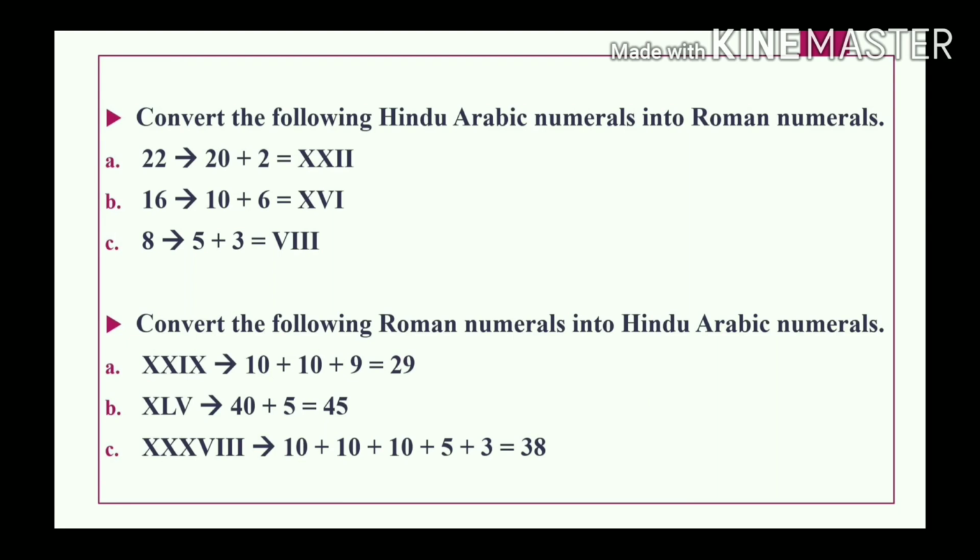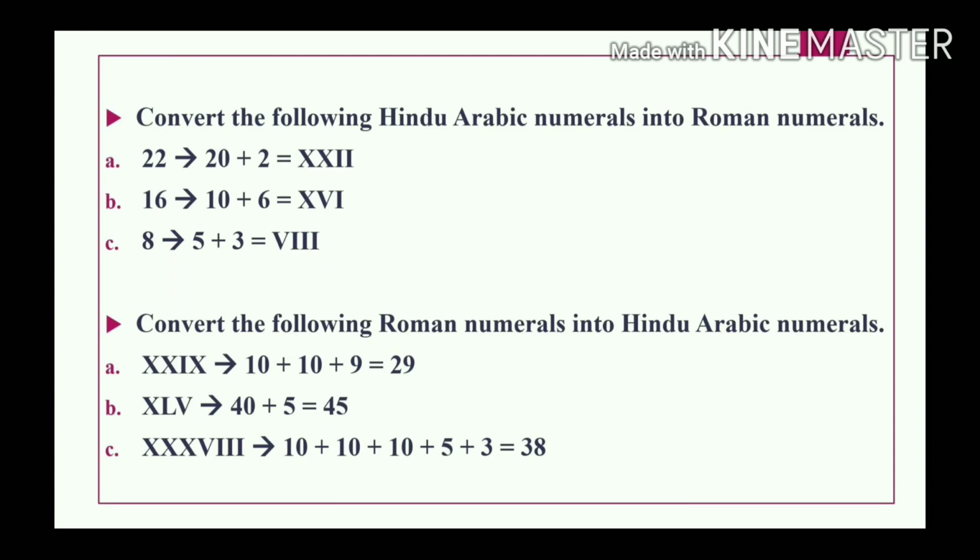And the second number is 16. For 16, we can write 10 plus 6. In Roman numerals, 10 is X and 6 is VI. So for 16, we can write XVI. Now the next number is 8. For 8, we can write 5 plus 3. In Roman numerals, 5 is V and 3 is triple I. So the Roman numeral for 8 is VIII.